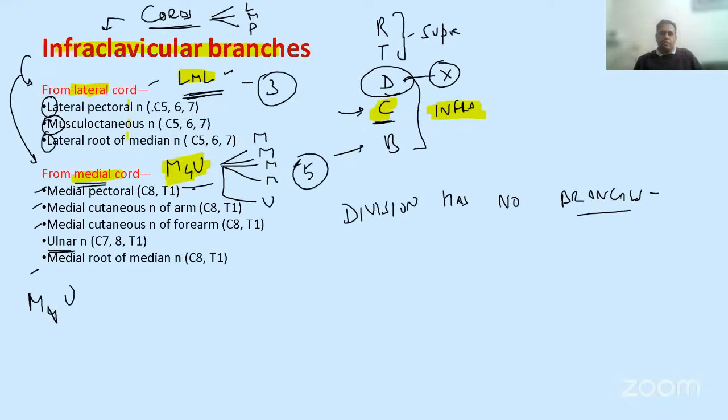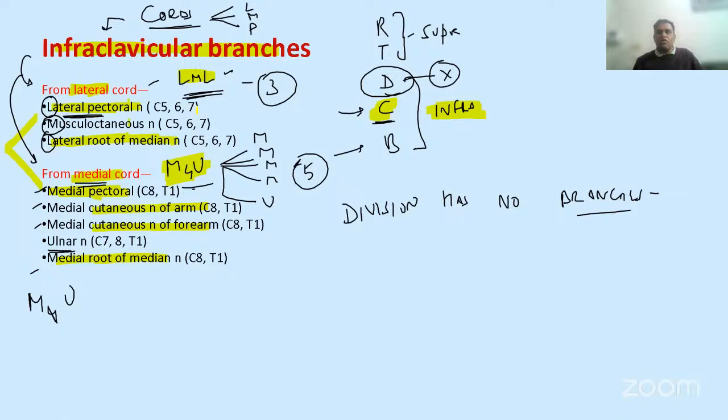Let us go one by one. Lateral pectoral from the lateral cord and medial pectoral from the medial cord. They both will supply what? Which muscle? Very simple, the pectoral muscle. Then the lateral root of median and the medial root of median. What will they make? Median nerve. Finish. Then we have cutaneous branches of the arm and cutaneous branches to the forearm. They will supply what? Skin sensation, pain, touch, temperature. Finish.